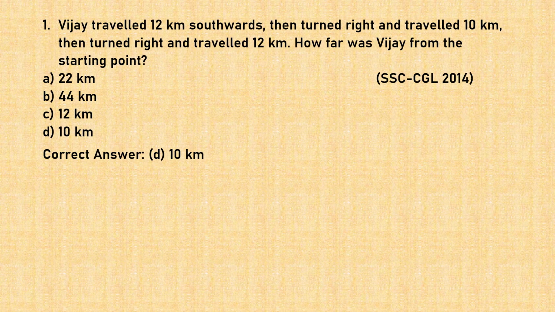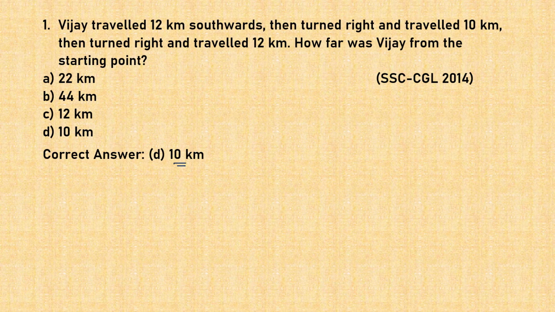Vijay travelled 12 kilometers southwards, then turned right and travelled 10 kilometers, then turned right and travelled 12 kilometers. So how far was Vijay from the starting point? You have been given four options here and the correct answer is 10 kilometers. But how do we get this? I have given the correct answer here only in the first question, but in the subsequent questions you will have to solve it yourself and tell me which is the correct answer.